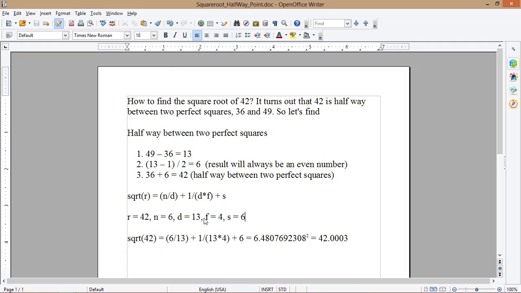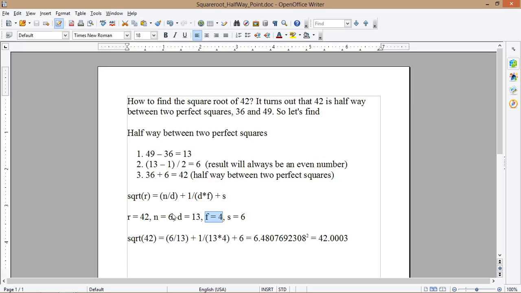Now, where does 4 come from? Because all these other numbers are easily derived. 42 is the number we're trying to get the square root of, it's called a radicand. The n equals 6. That's pretty obvious where that came from. Again, go look at the other video for that, because n is actually an iterative number. It's actually the 6th piece of the 13 pi. I won't get into all that right now, but look at the other video. 42 is 6 numbers above 36, so that's where that came from.